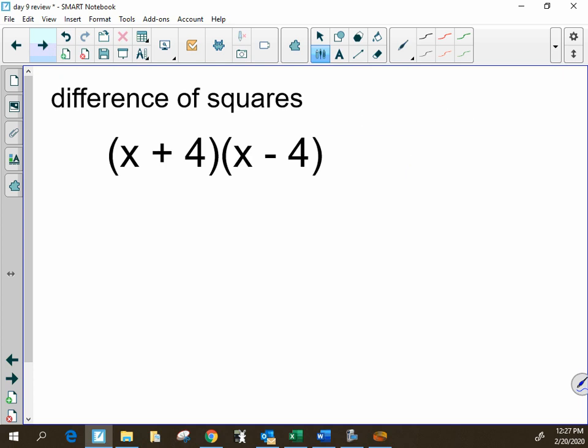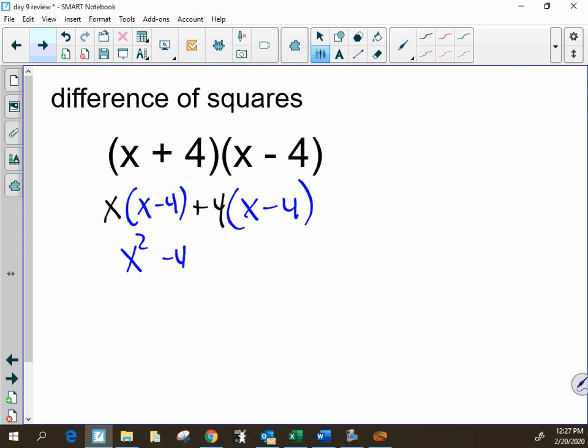I wanted to show one more special type of factoring, and that is the difference of squares. The difference of squares is what happens if we multiply this out, where the numbers are the same, but they have opposite signs. So what happens when we multiply that out? So this will be x plus 4 times x minus 4. And that'll give me x squared minus 4x plus 4x minus 16. And when we combine the like terms in the middle, they cancel, and we're left with x squared minus 16.